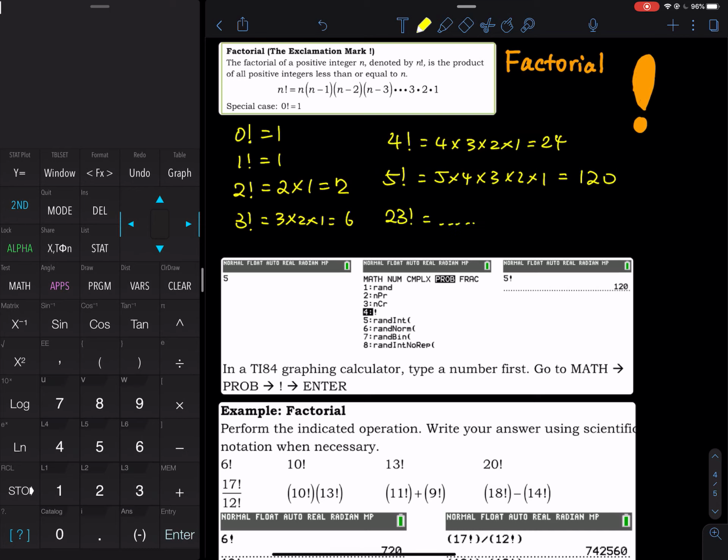But if you write something like 23 factorial, do you want to write every number out, like 23 times 22 times 21 times 20, and then all the way to 0? So this thing, you have to multiply, oh no, not 0.